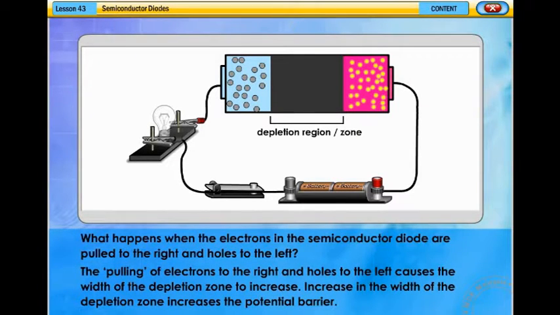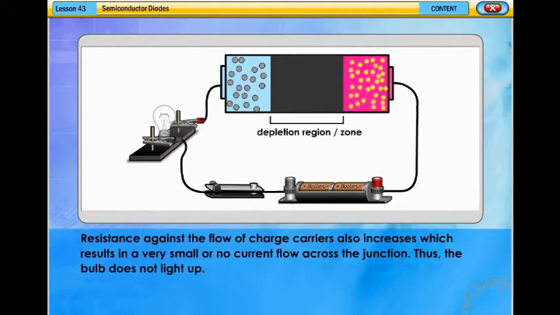The pulling of electrons to the right and holes to the left causes the width of the depletion zone to increase. Increase in the width of the depletion zone increases the potential barrier. Resistance against the flow of charge carriers also increases, which results in a very small or no current flow across the junction. Thus, the bulb does not light up.